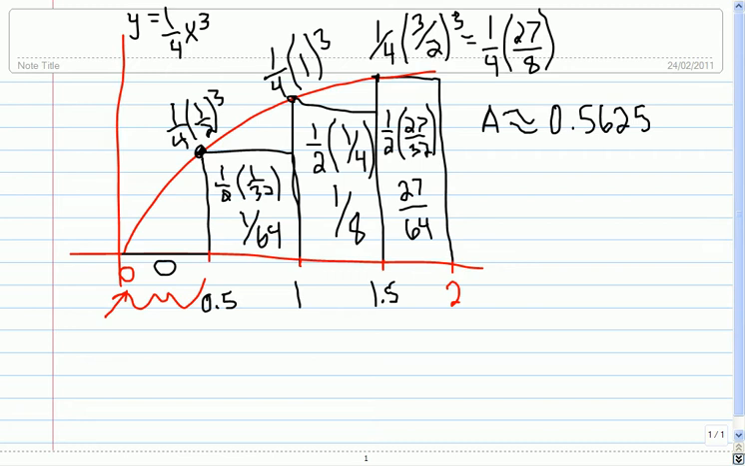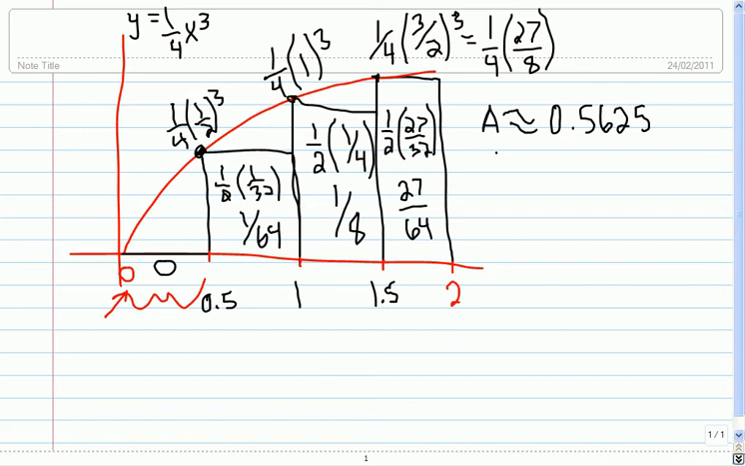So let's see here. Oops, did I add that wrong? I may have added it wrong. Let me just double check. Get the calculator out. So 1/64 plus 1/8 plus, no, that's correct, 0.5625.